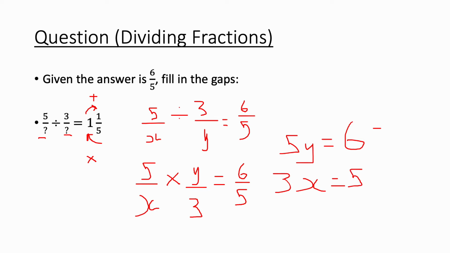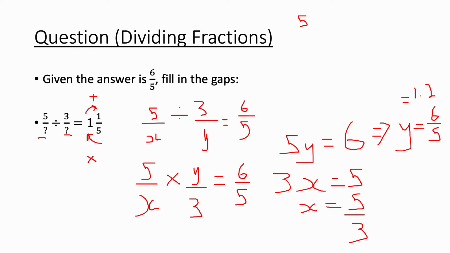So solving the top equation, dividing top and bottom by 5, I get y is equal to 6/5, or 1.2. This is going to be important later on. For this one I'm going to divide top and bottom by 3, and I get x is equal to 5/3. So hopefully you are with me so far, guys. I'm now going to substitute these back in. So I'm going to have 5 all over 5/3 divided by 3 over 1.2.